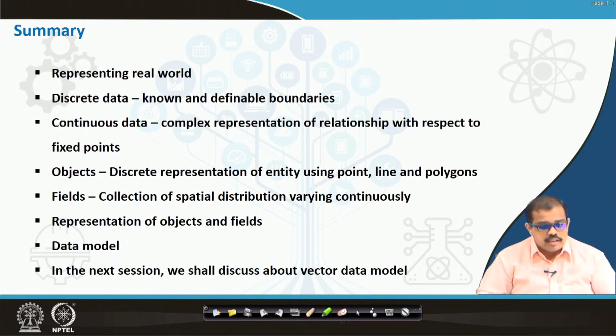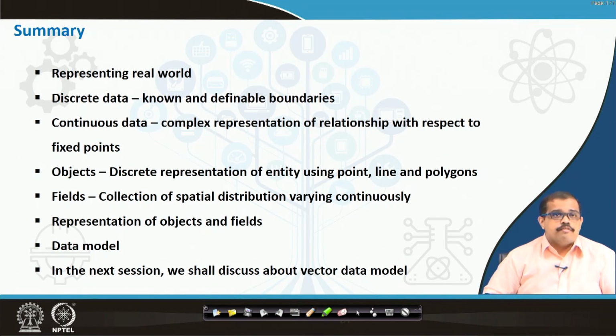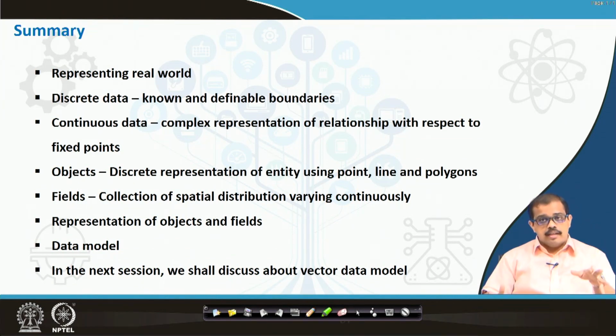So, summarizing today's class, we revised how we represent the real world. The real world is extremely dynamic and complex. So, this has to be represented in the form of a data model. Normally, when we are creating a data model, everything is in the form of an entity, because of which it may mimic the real world, but essentially not the entire purview of the real world.